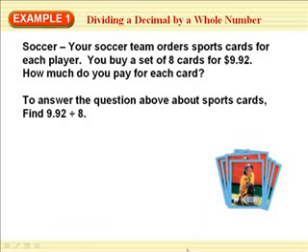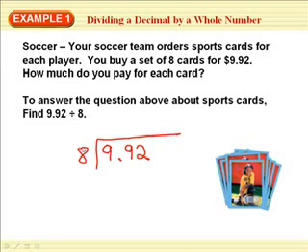All right, let's take a look at some examples. It says dividing a decimal by a whole number. Your soccer team orders sports cards for each player. You buy a set of 8 cards for $9.92. How much do you pay for each card? So to find the answer to the question above about sports cards, find 9.92 divided by 8. So here we have our decimal on the inside. We just bring it straight up, and then we just divide.